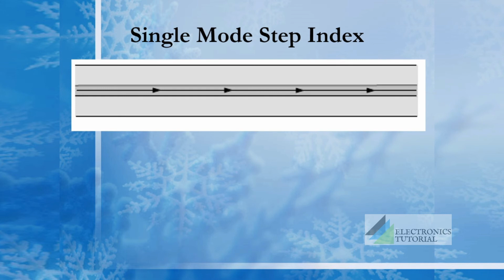This is another type of fiber, the single mode step index fiber. By the term itself, it is clear that the number of modes allowed is only one. Here, the main difference from the other types is that the core diameter is very small. If the fiber core is very narrow compared to the wavelength of light used, then the light cannot travel in different modes. It allows only a single path.